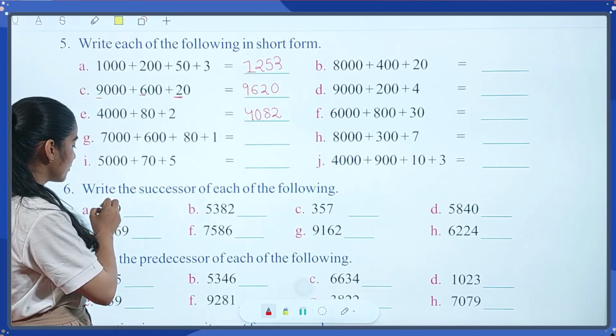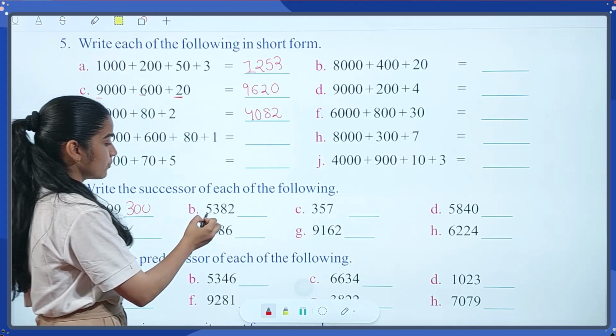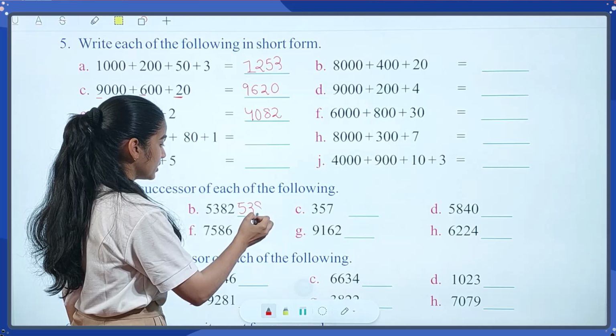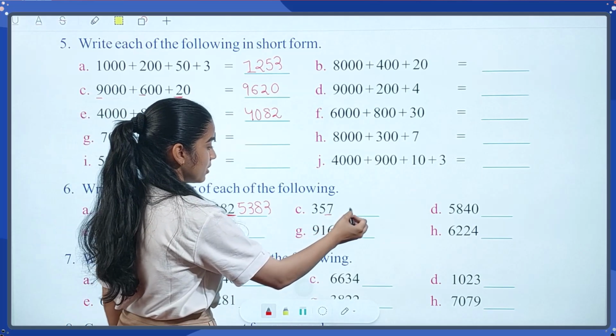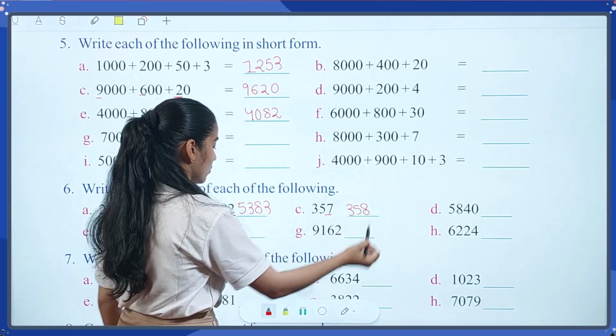So the number which comes after 299 is 300. After 5382 is 5383. You just have to write the next number of it. So we have 7. So write 3, 5 as it is, and what comes after 7? 8. Okay, so this is your successor.